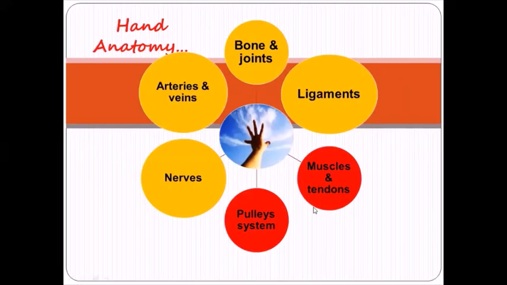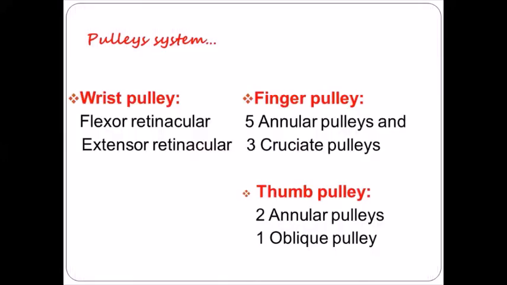Here we can see the nerves, arteries, veins, bones and joints, ligaments. But we will not discuss all these in detail because we only have 1 hour. We will be talking about the pulley system and muscles and tendon. Now, coming to the pulley system, there are three types of pulleys in the hand.